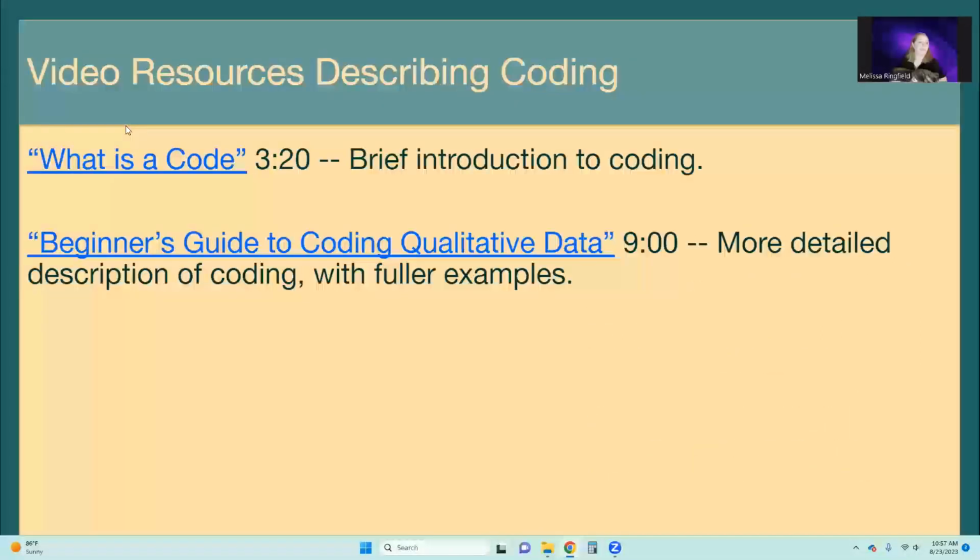If you haven't already, watch these two videos that will describe coding in general before we talk about how it'll be done in our class specifically.